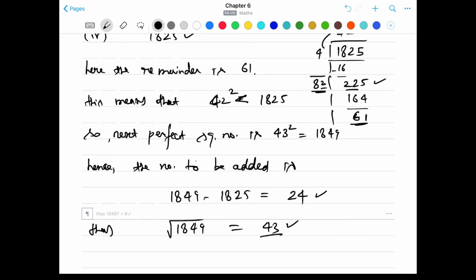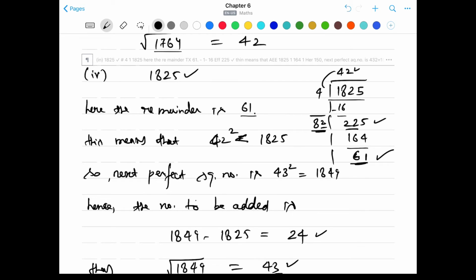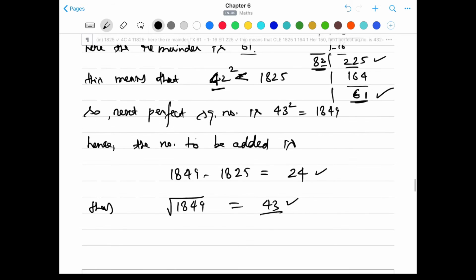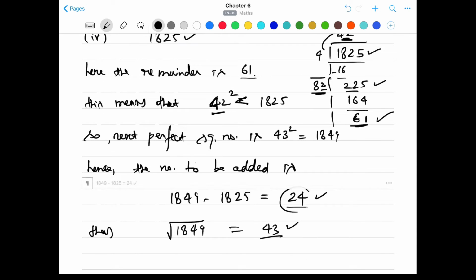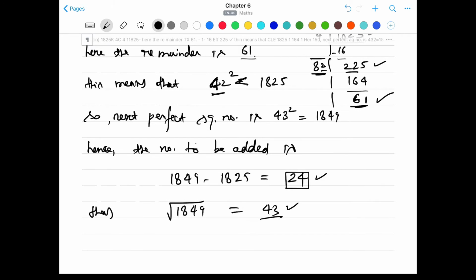हमें simply क्या करना है यहाँ पे, first we have to find its square root by the division method. You will get something as a remainder. Write the remainder here. Since you are getting a remainder, this means that if you find the square of 42, it will be less than this 1825. So the next perfect square number is the square of 43, which is 1849, and we subtract the two numbers, so we'll get 24. That means this 24 needs to be added to the given number, 1825. Then it will become 1849, and the square root of this number is 43.